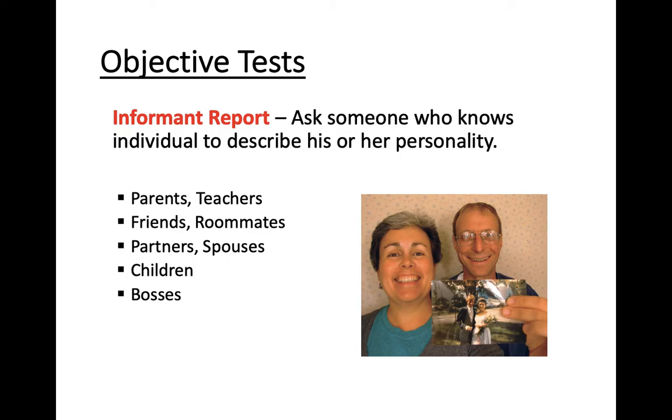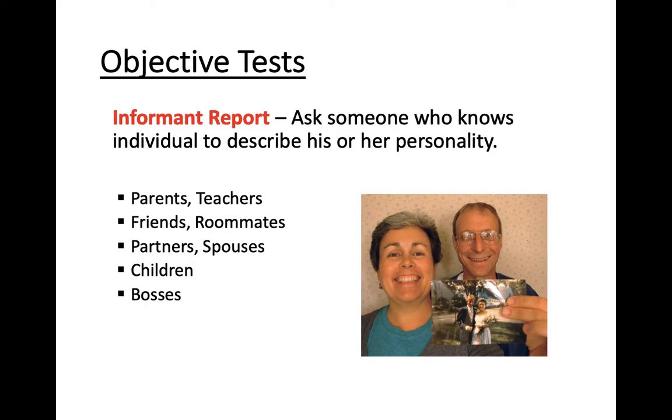So in the cases of children or adolescents, informants are most likely to be parents or teachers. In studies of older participants, informants might be their friends, their roommates, somebody that they're dating, their spouse. But if they're old enough, they can actually ask their children to do it, or of course, if they're employed, they can ask their boss. So there's many different types of informants that can be used for the purpose of providing a rating or an assessment of somebody's personality.